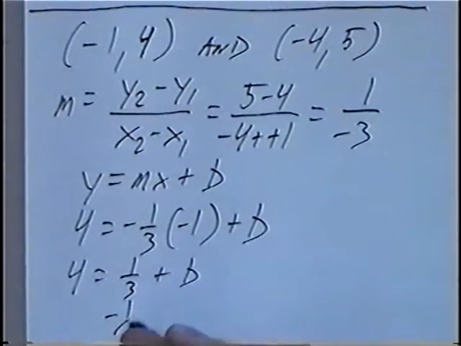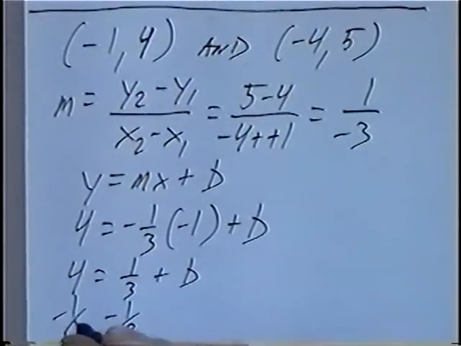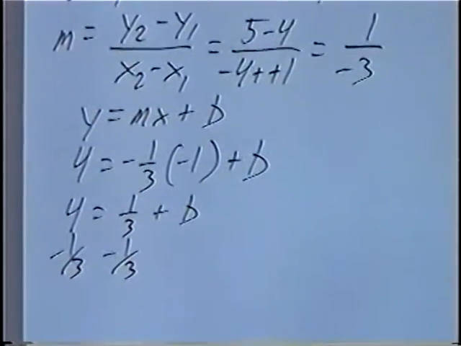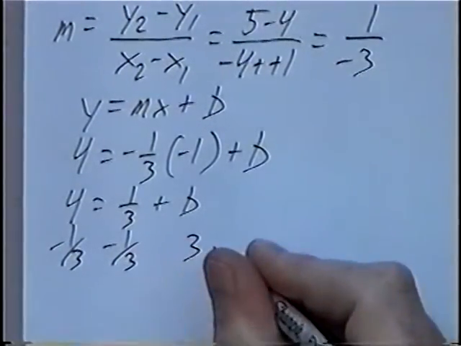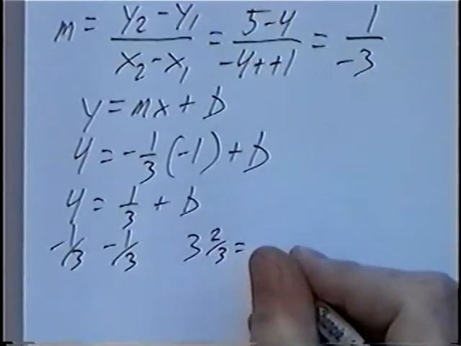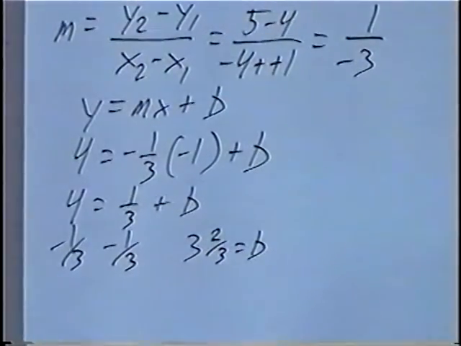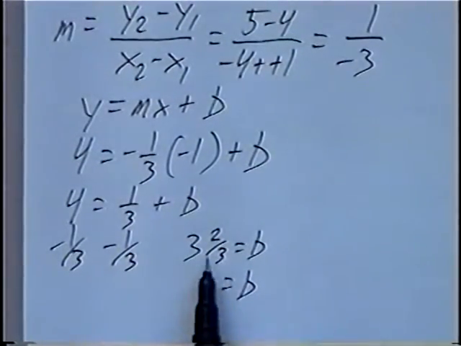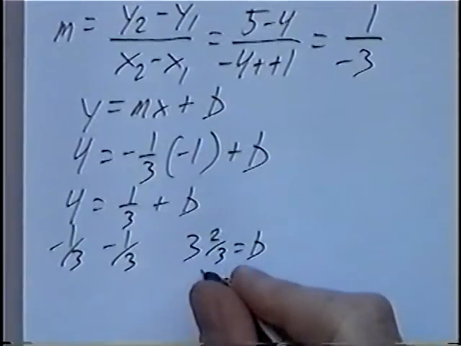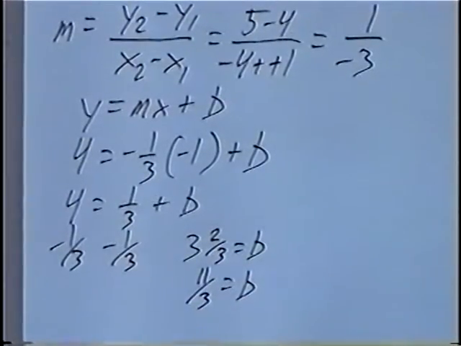Solving for b, you can subtract 1/3 on both sides. 4 minus 1/3 would be 3 and 2/3. So b equals 3 and 2/3, or as an improper fraction, 3 times 3 would be 9, plus 2 more would be 11. 11 over 3.